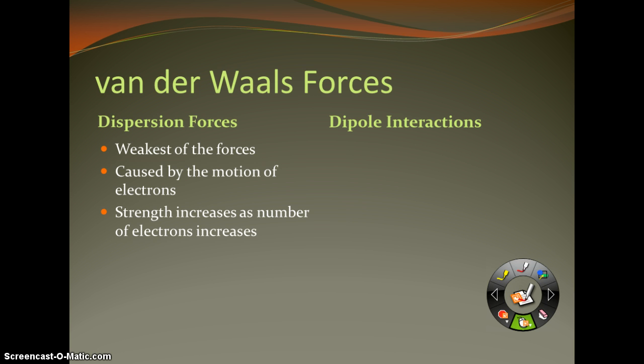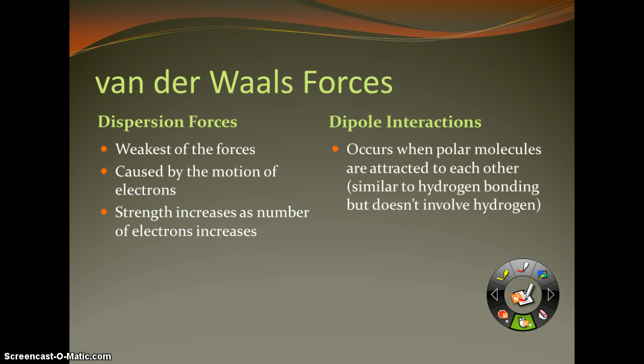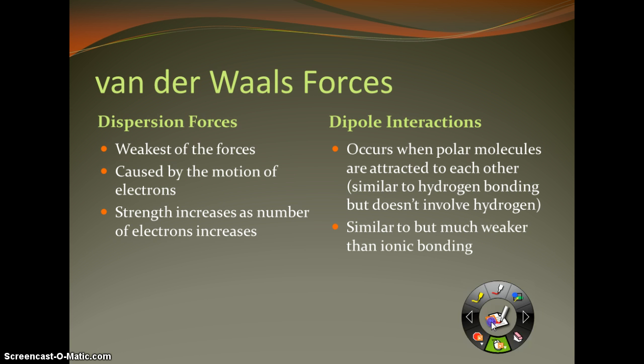The second van der Waals is called a dipole interaction. We know di means 2 poles, so there's 2 opposite poles. So very similar to an ionic bond, behaves the same way as a hydrogen bond. It's going to be between 2 polar molecules. So the least electronegative atom in the molecule is going to be attracted to a highly electronegative atom in another molecule. So it's going to bring these guys together. Again, similar to hydrogen bonding, except they're not going to have hydrogen. They are similar to, but much weaker than ionic bonding.